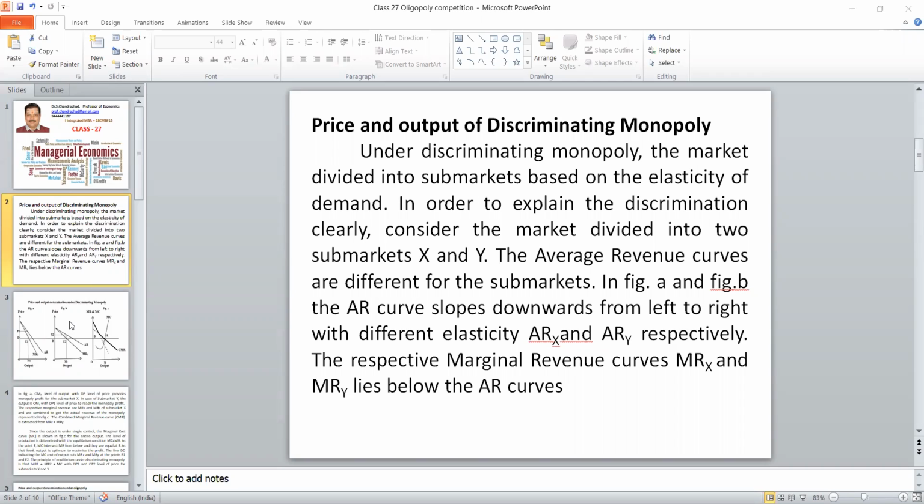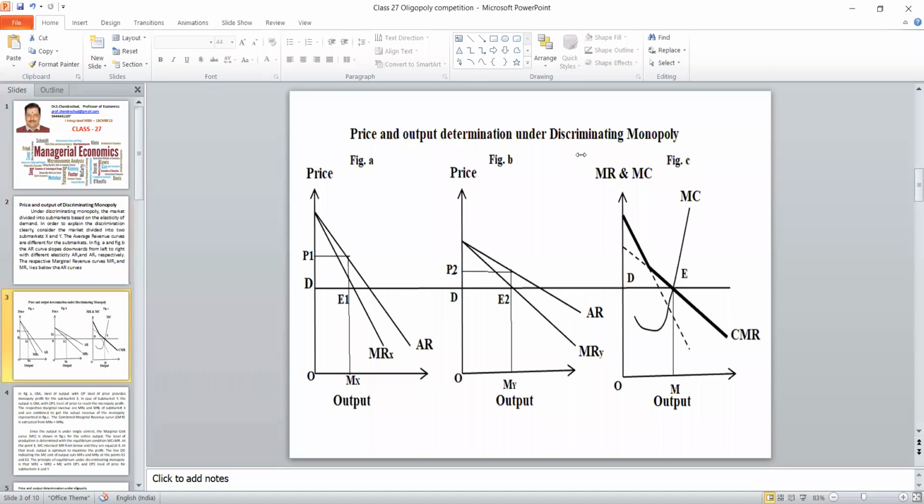Shall we see the diagram? So this is figure A, which represents the simple monopoly for market X. Figure B is the simple monopoly for market Y. Suppose the average revenue and marginal revenue are represented by ARX and MRX for market X, and ARY and MRY for market Y. If that is the case, when we add the marginal revenue of both markets, MRX plus MRY, we get the combined marginal revenue.